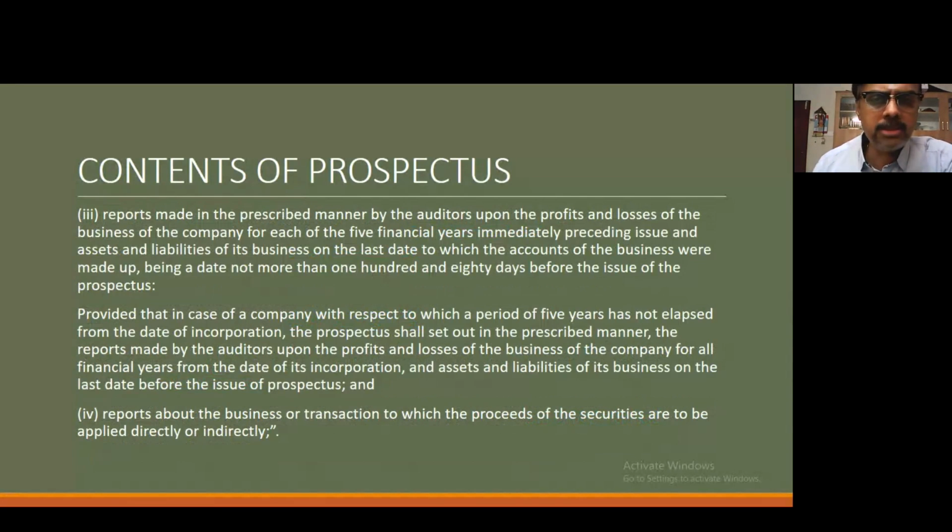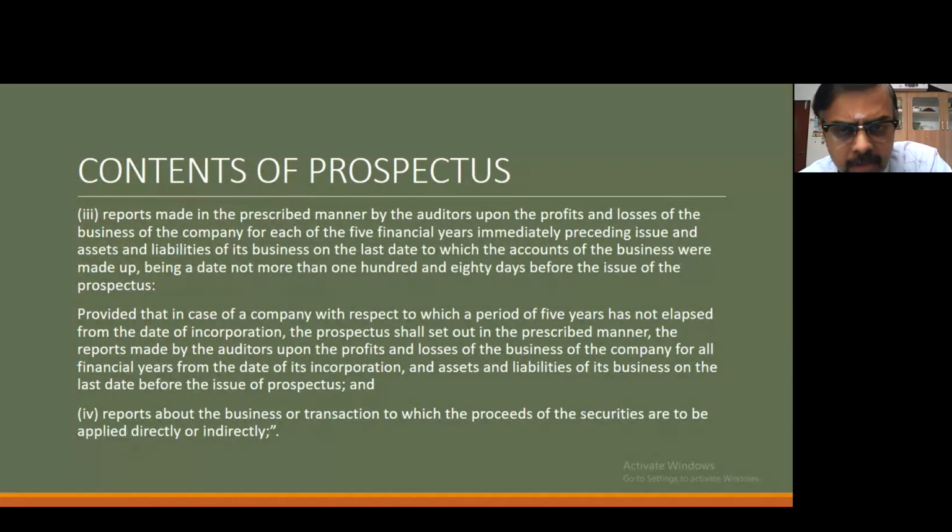And also reports in the prescribed form, which are to be provided by the auditors on the P&L and balance sheet of the company for 5 financial years preceding the date of issue of securities, and not more than 180 days. They should give updated information up to 180 days before the public issue of shares. So all information about your profitability and financial assets and liabilities should be given in the prospectus.